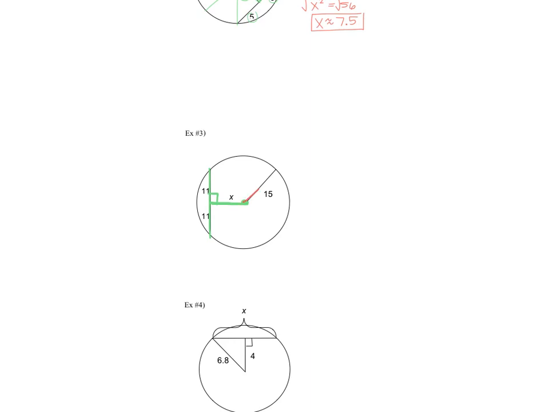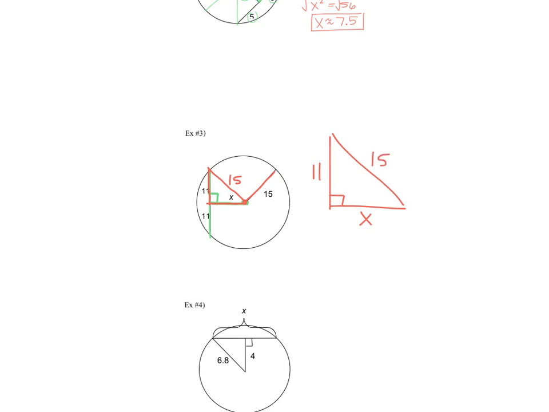This 15 is a radius. So if that's a radius, I can put a radius anywhere. I can put it right here. And now I have a right triangle, and I know two of the sides because I know the radius is 15. So we're looking at this right triangle, 11, x, and 15, and we're just doing the Pythagorean theorem.